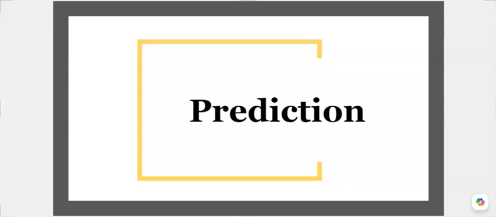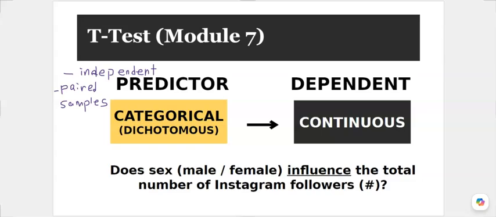And now another category of inferential statistics is prediction. The first one is the t-test. That means one grouping, male over female, influences the total number of Instagram followers. Which one is higher, male or female? After obtaining the result, we can say that when it's female, the total number of Instagram followers is higher. So we can say, after obtaining the result, which one is higher.